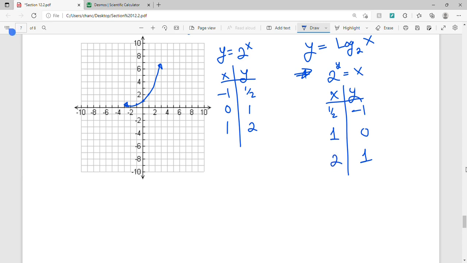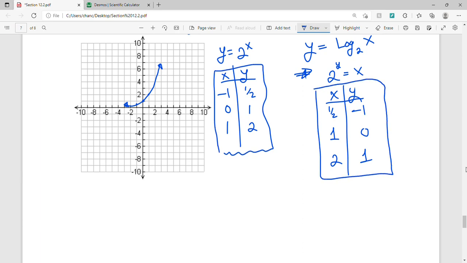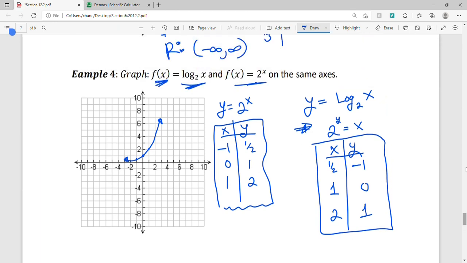So compare this table with our new table, and you'll see something. Logarithmic functions and exponential functions are inverses. They're inverses of each other. So that's important. Let's graph the inverse. 1/2 comma negative 1, 1 comma 0, and 2 comma 1.